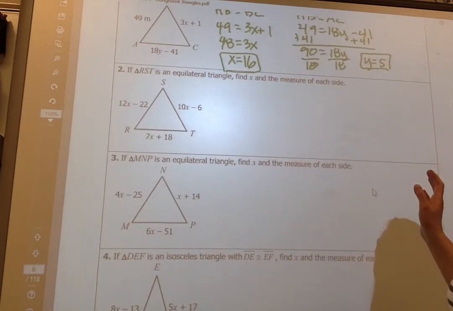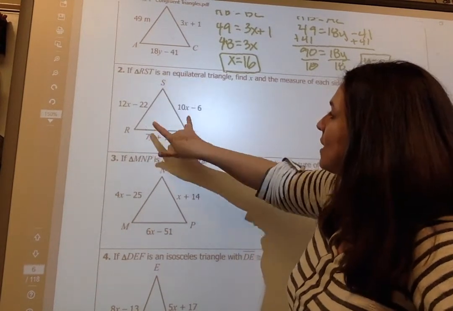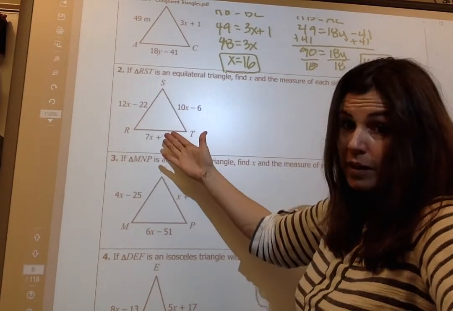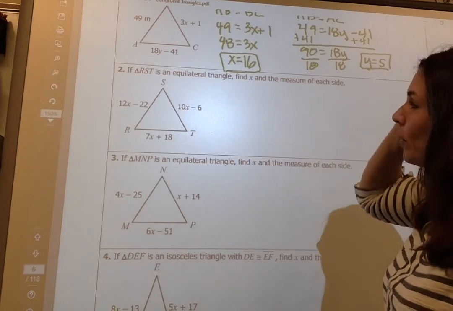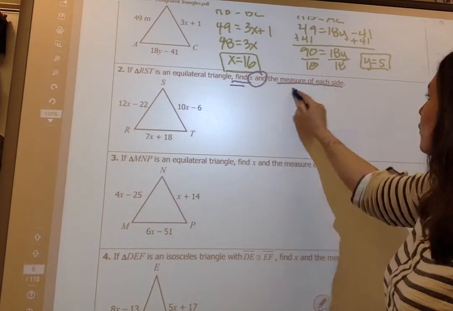Okay, then you could do the same thing for number 2. You would set RS equal to ST, since both of them are x. And then you would solve for x and go back and plug them in. So you would do that on all, well, actually, you know what? Let's do number 2. Because it says find x and the measure of each side.